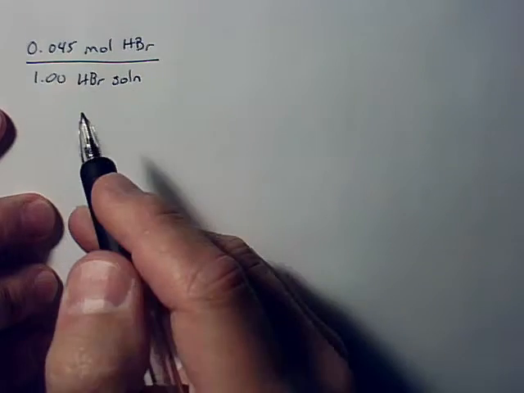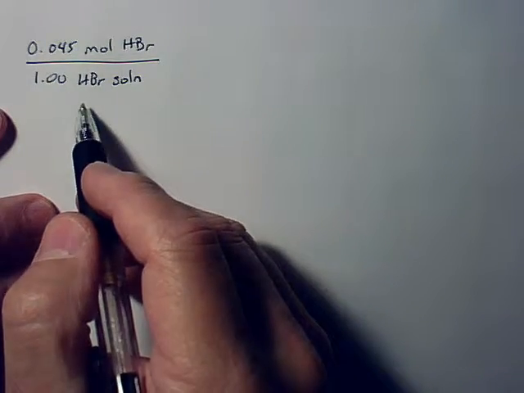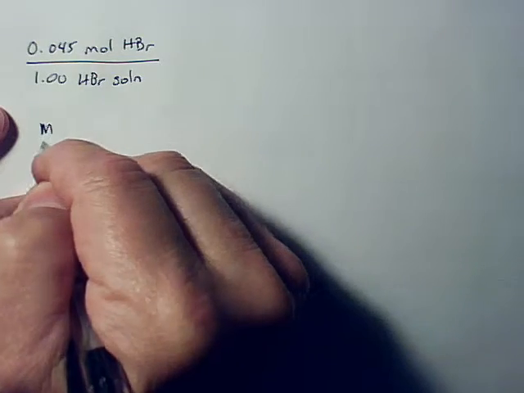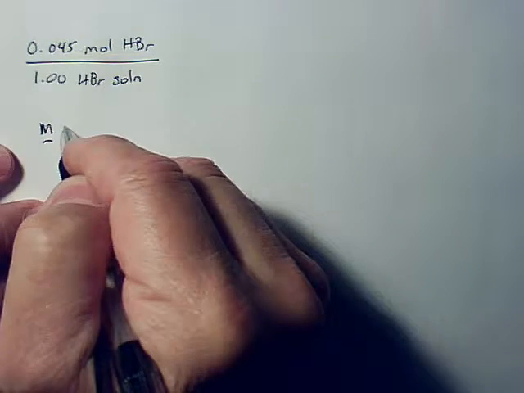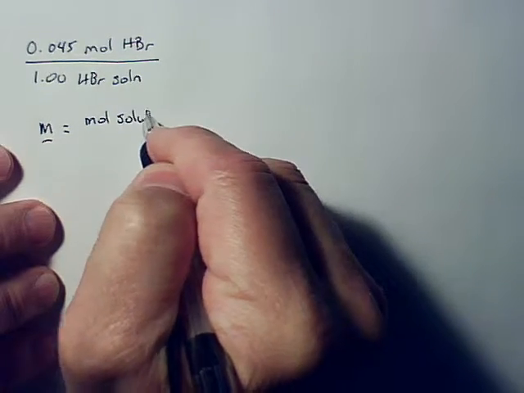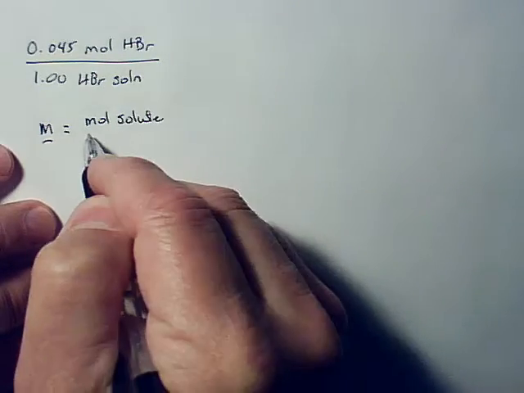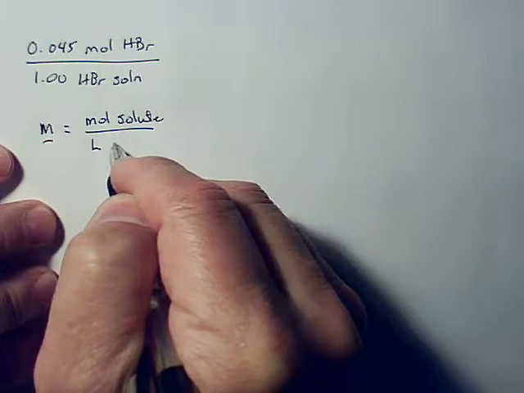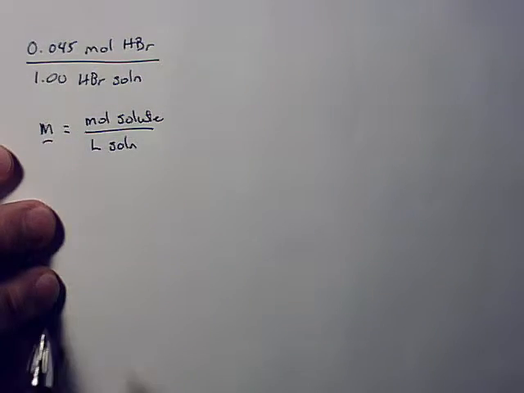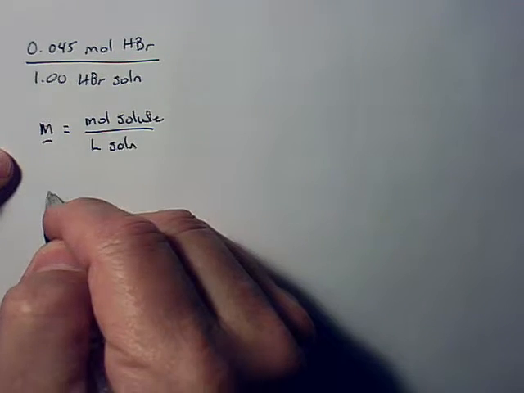Now, by definition, molarity, which is the concentration unit we need, is moles of solute, which is the thing being dissolved, in that case that's HBr, over liters of solution, which is what we have down here on the bottom. Okay? Once we find molarity, then we find the pH.